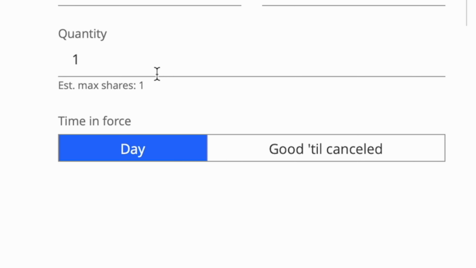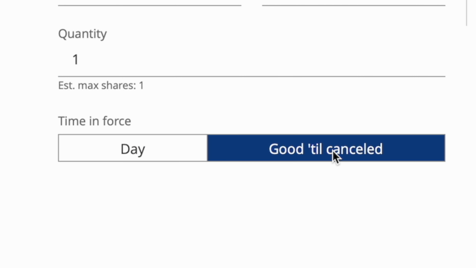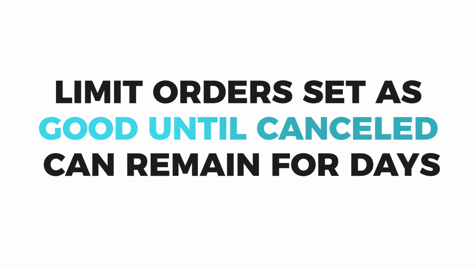You can set it for day, which basically means execute at my price or better, at least until the end of the day. And if it doesn't hit by the end of the day, then cancel my order. Or you can mark your limit order as good till canceled, which basically leaves it out there to hit at that certain price or better for any number of days that your brokerage may allow. A lot of brokerages allow up to 60 days, 90, or even 180 days to sit out there.